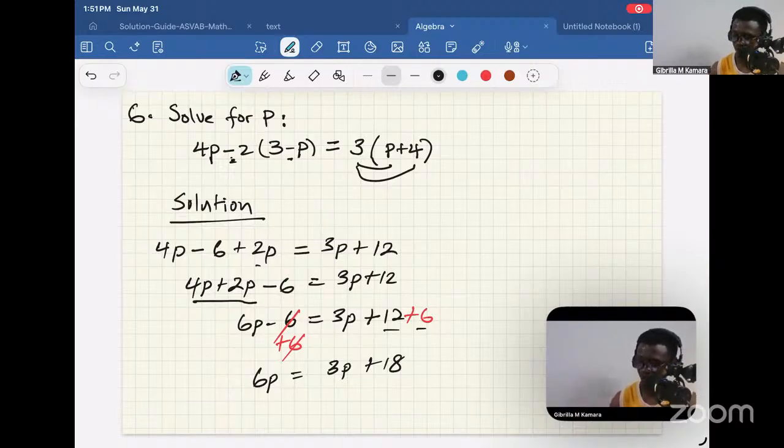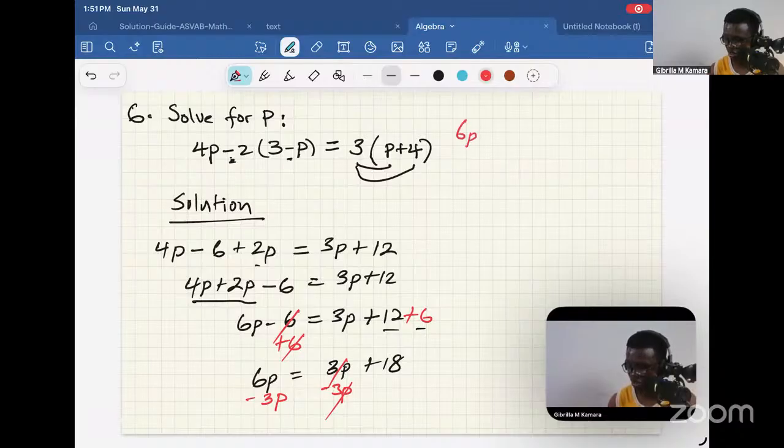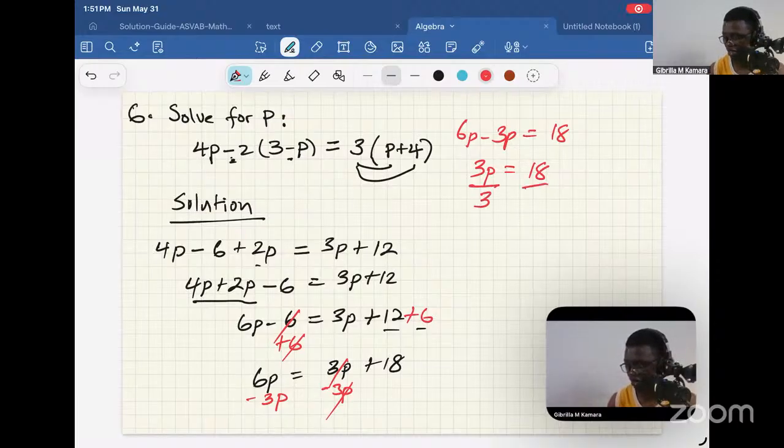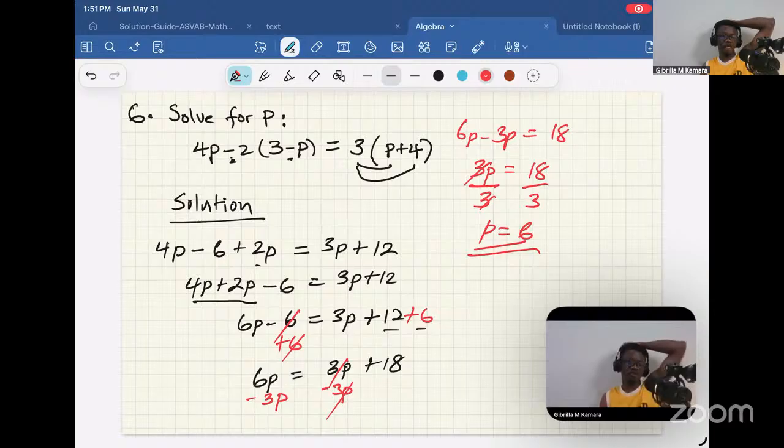Okay, so now you want to isolate again the number with letter. You say minus 3p here. This again minus 3p. This and this go. If you subtract 6p minus 3p, you have 3p equals 18. Divide by 3, this by 3. This and this go. So my p is equal to 6. My p is equal to 6. Very easy to solve. Okay, so let's look at question 7.